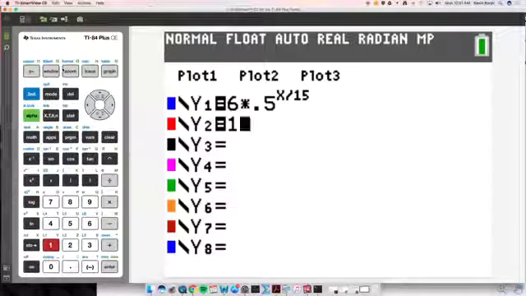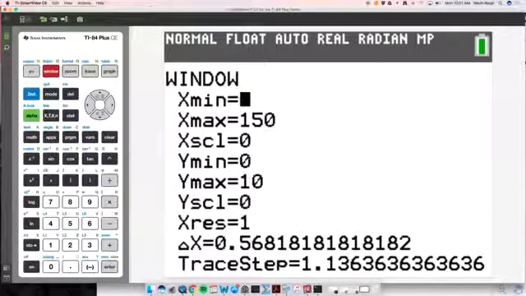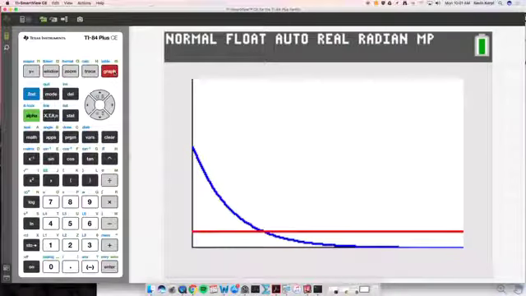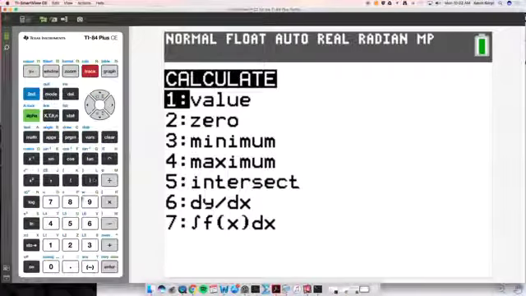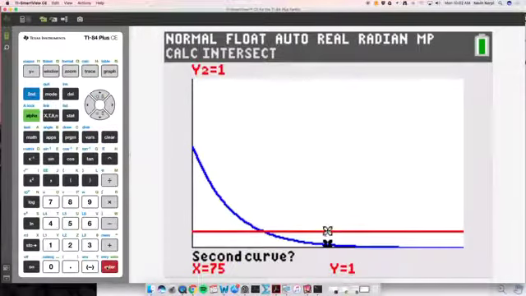Our window has already been set up nicely. So if this were the first time you were graphing it, you'd want to go through this analysis to try and get a nice picture. When you hit graph, you should see them intersect. And because there's only 2 curves, and they only intersect once, if you go second trace number 5, you just hit enter, enter, enter. And there you go.